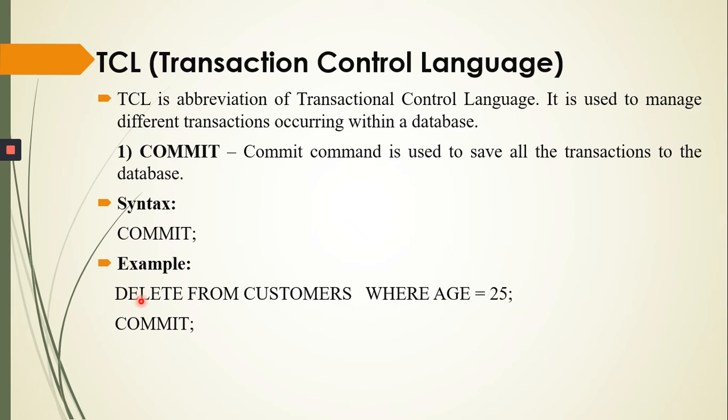Suppose we are performing an operation on the database: delete from customers where age is equal to 25. I have a customers table in which I have one column, age, and I want to delete all the customers whose age is 25. So some rows are deleted now and my database has changed from the previous database. Now I want to save that transaction, so I have to write commit after that operation. If I write commit here, my updated database is saved permanently. This is the functionality of the commit statement.